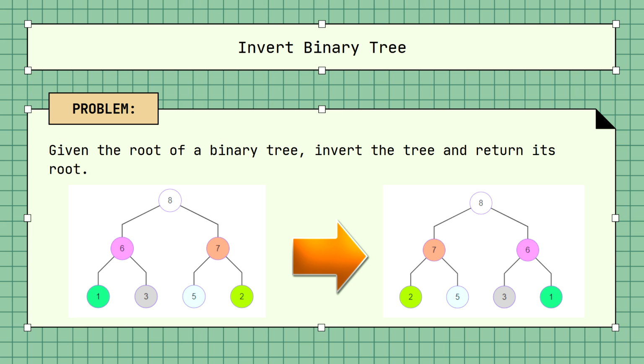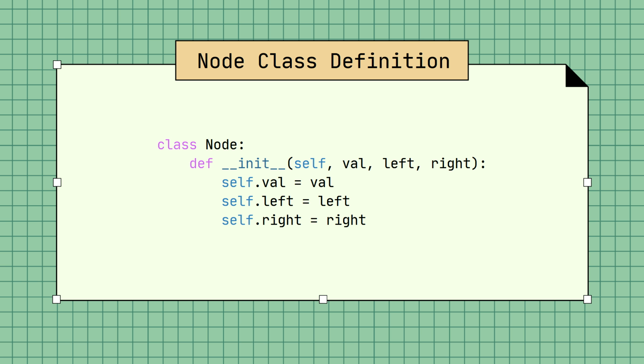I'm going to show you two solutions, one using recursion and the other using iteration. Let's first look at the class definition of the nodes of the tree. Each node has a value, a left child, and a right child.